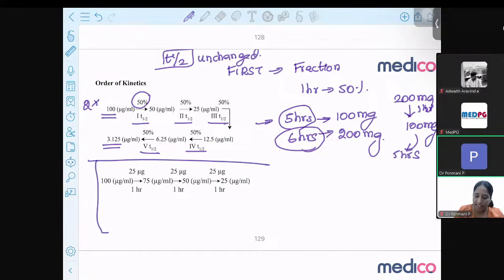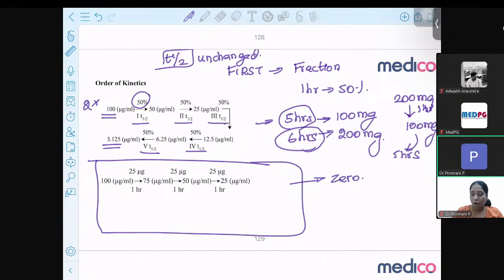What happens in zero order kinetics? In zero order kinetics, a constant amount of drug will get eliminated in a unit time. So if you look at this, let us assume we are giving 100 microgram of a drug. And here the amount, let us assume, is 25 microgram. So every hour, only 25 microgram of drug will be eliminated. So for this 100 microgram to become 25 microgram, how many hours is it taking? It is taking a total of 3 hours.